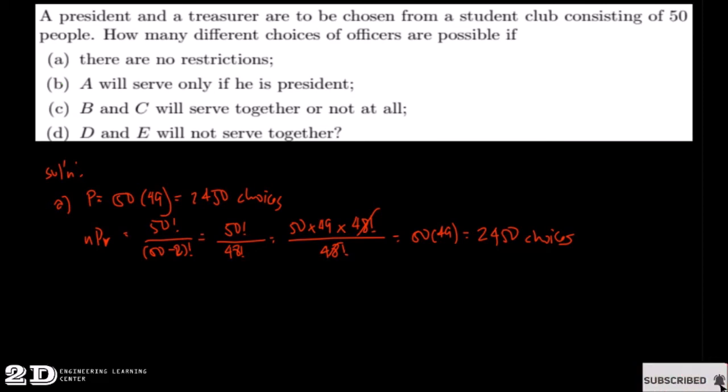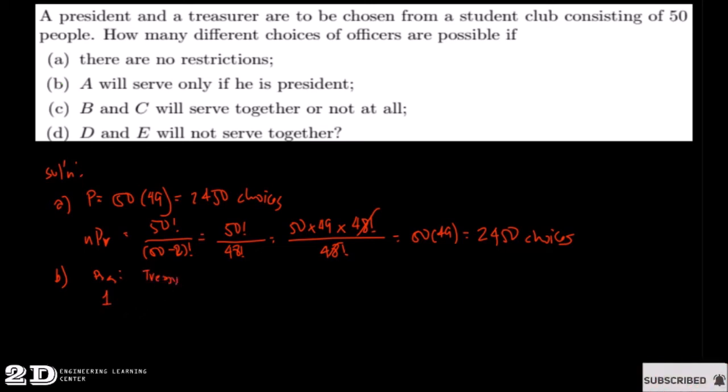Okay, now we will go to the second condition. So A will serve only if he is president. For example, this is the first condition. So A will serve only as president. So for the first selection, we have only one selection for the president, and that will be A.